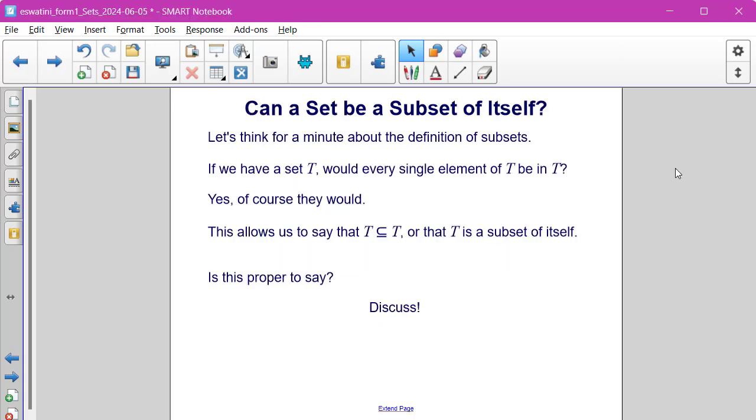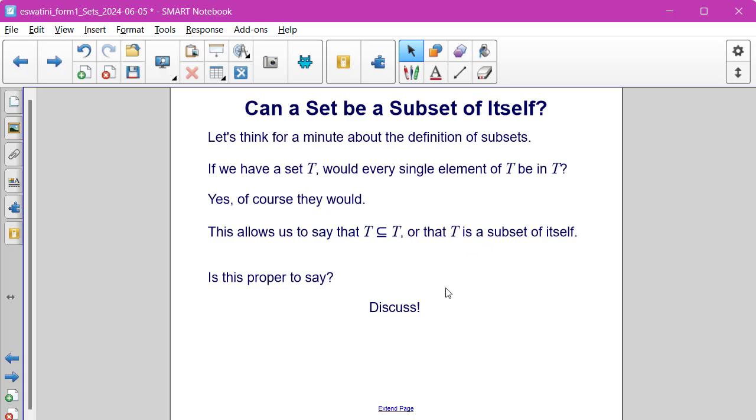Now the properties of subsets bring up a very interesting question. Can a set be a subset of itself? Let's think for a minute about the definition of subsets. If we have a set T, would every single element of this set T be in T? Well, yes, of course it would. It would have to be. So this allows us to say that set T is a subset of T, or that T is a subset of itself.